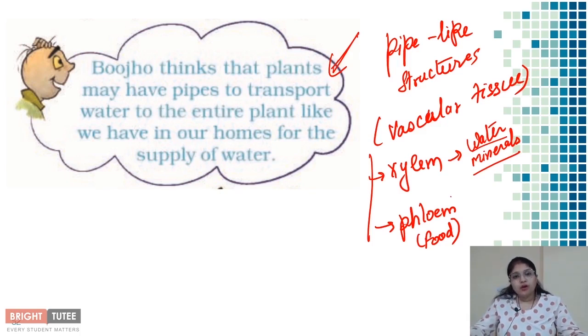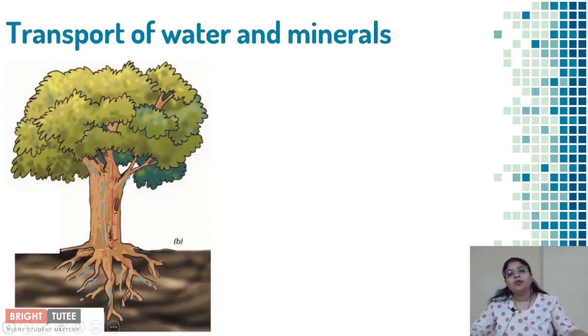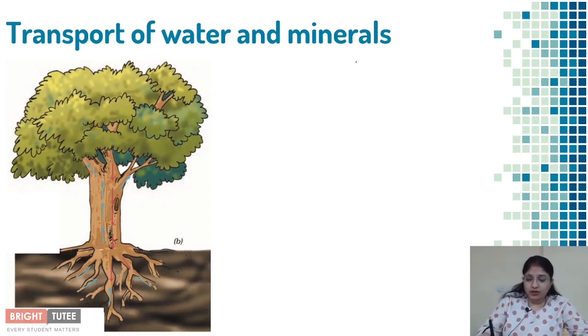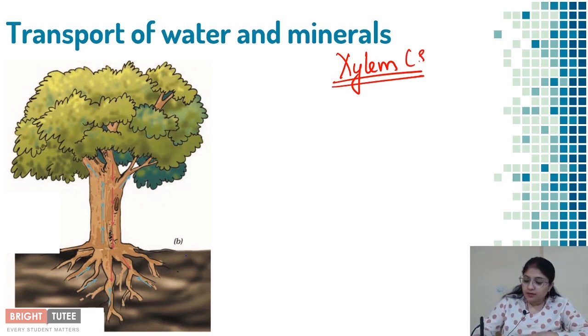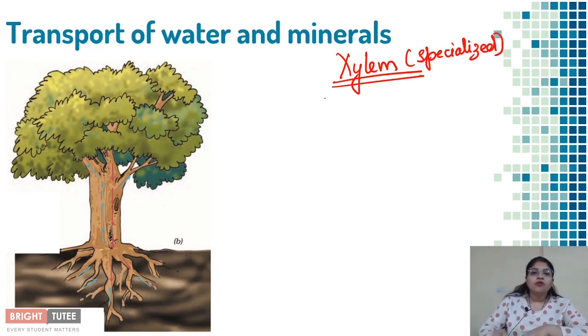And when we talk about the transportation or translocation of food material, phloem will play an important role there. Now, let's talk about how exactly the transport of water and minerals takes place. When we were talking about the vascular tissues, we said that xylem was the tissue which helped in the transport of water and minerals. This is a specialized tissue. Now, I have been using the term tissue for a long time. So, before we move on, let me explain what exactly a tissue is.